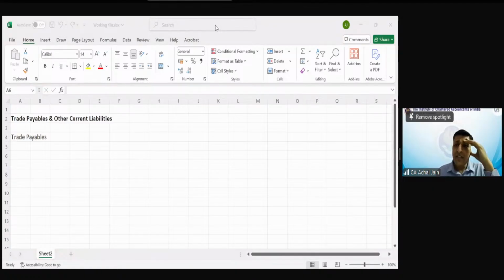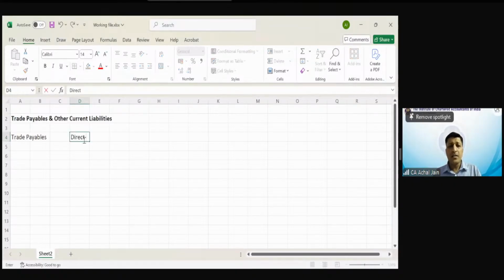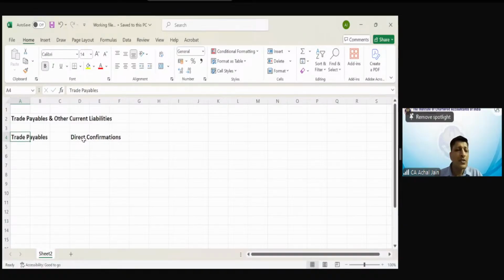Great. So Prem is saying it's the direct confirmations. Same is the response from Almas. Rihanna has the same answer. Okay, direct confirmations. Very good. Now, as regards this particular procedure on direct confirmations, I think we have already discussed this quite a lot. Yes or no?